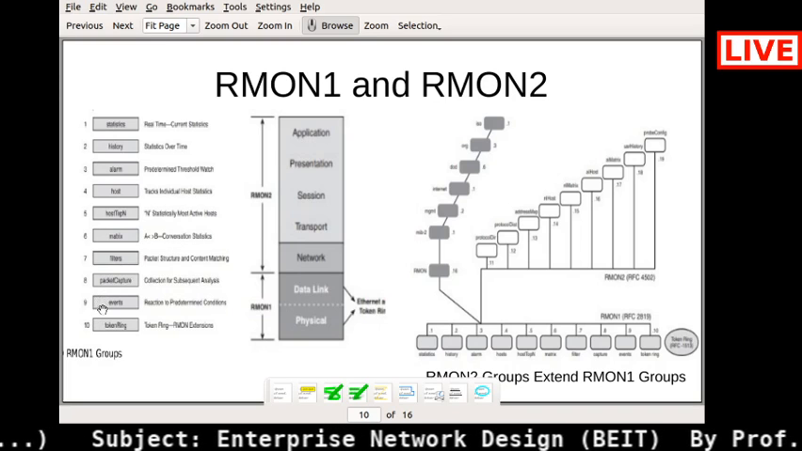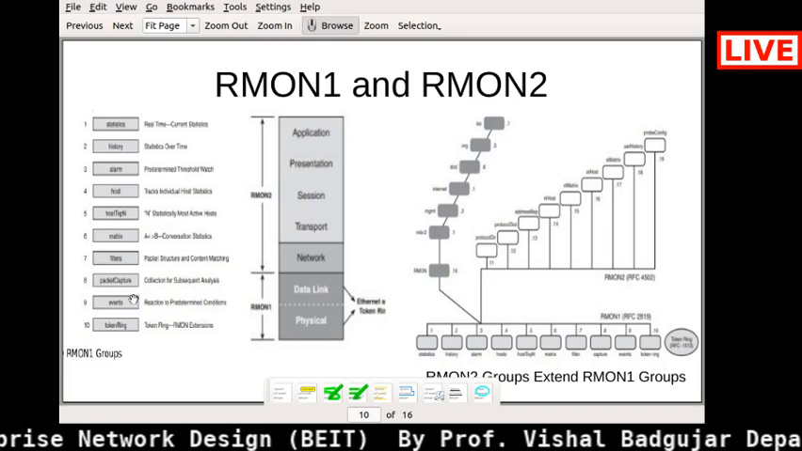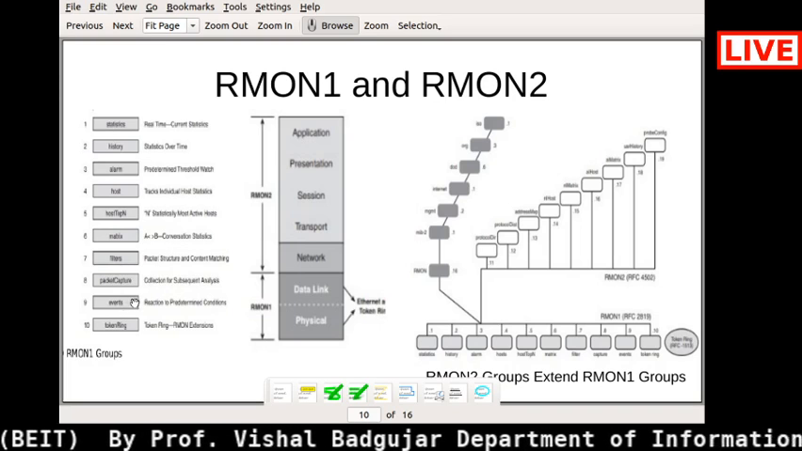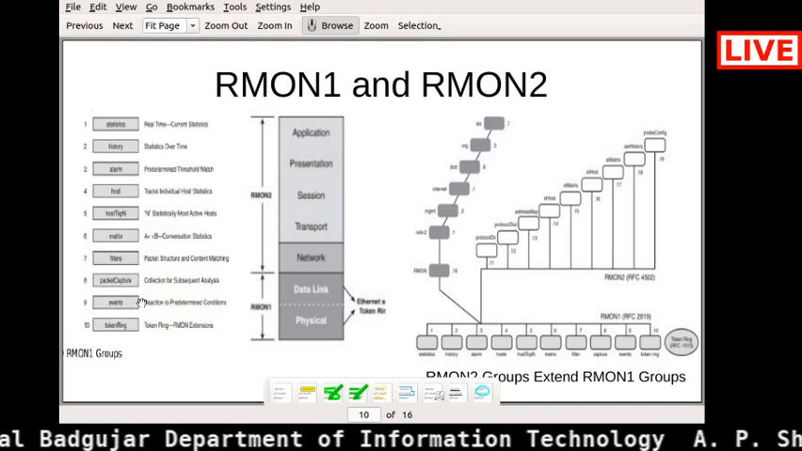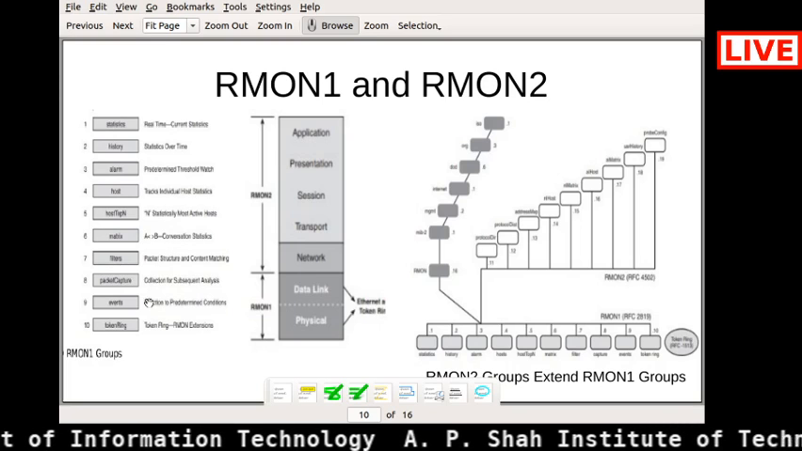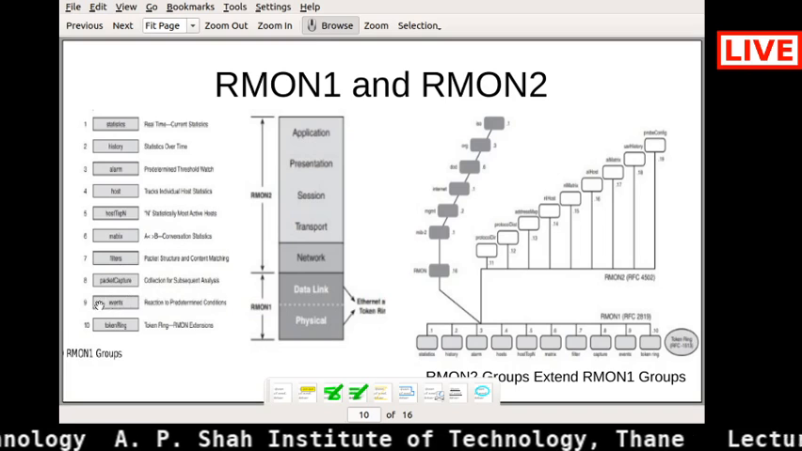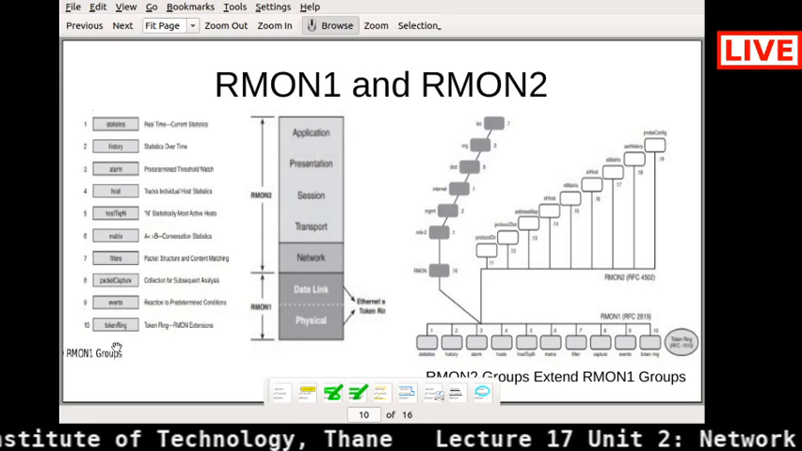Then group number 9 is for the events, right? Whatever the predetermined condition or the notification of events of that particular device is, that information can be generated, okay, and it will be saved in this particular events group, okay.